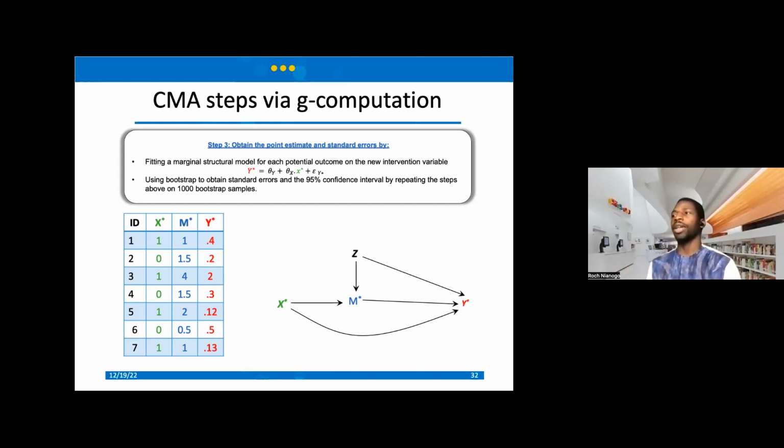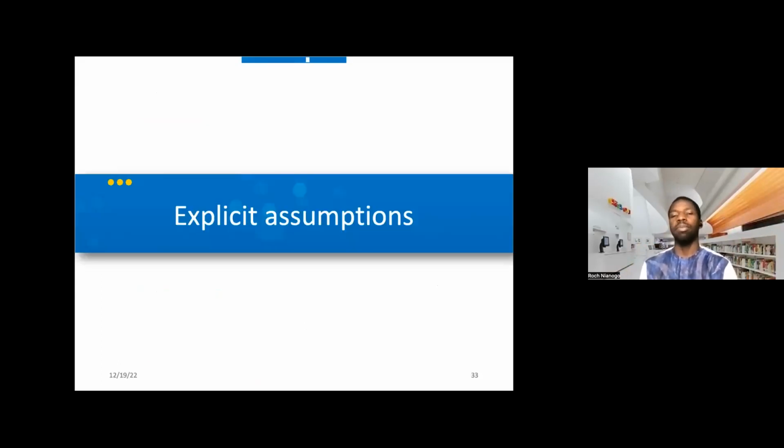So hopefully that was clear enough, but that's basically the different steps in implementing a causal mediation analysis via the G computation, which is basically a standardization approach, right? By doing the simulation, we just integrate across all background variables, all the Z's and things like that, right? All right, so now let's talk about the explicit assumptions and then we'll finish with the example here.